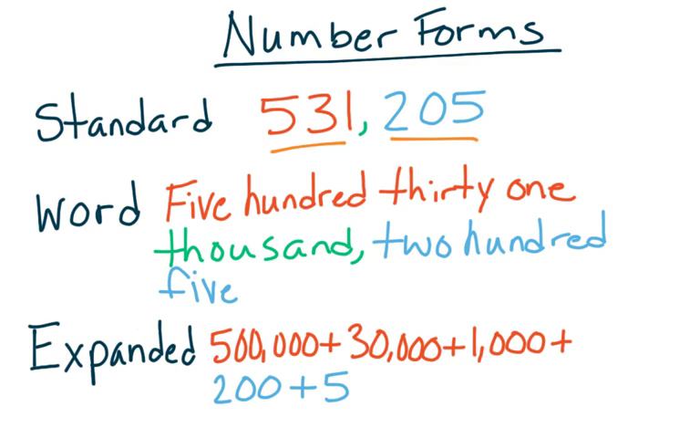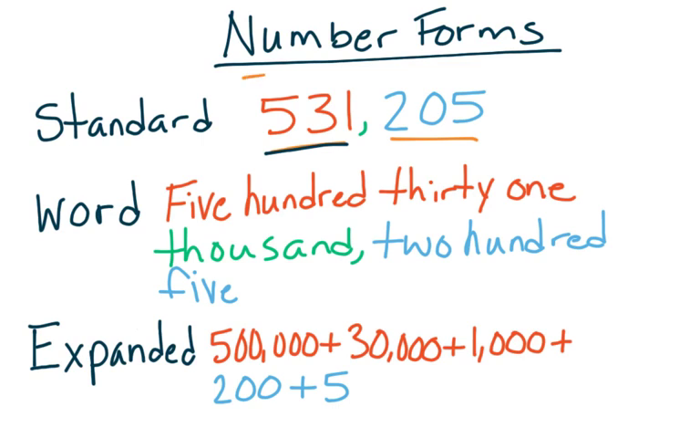When we read this number, we read a period at a time. So I would read my thousands period first, 531, and then I would say my period name, 1000. So in word form, I have 531, 1000.